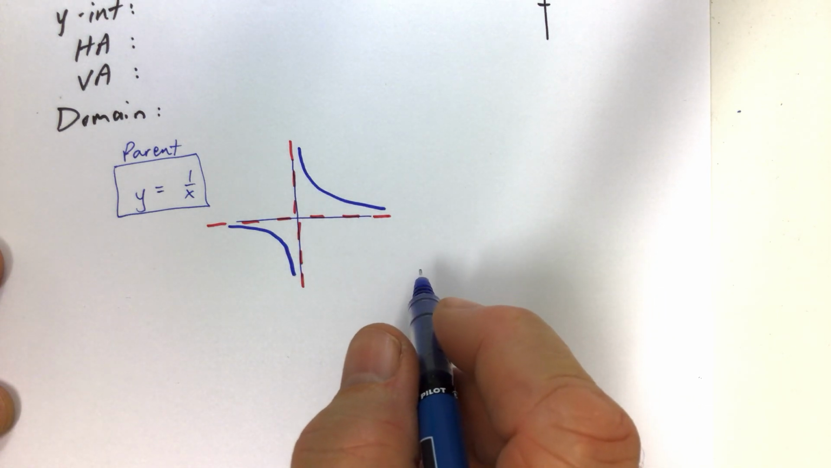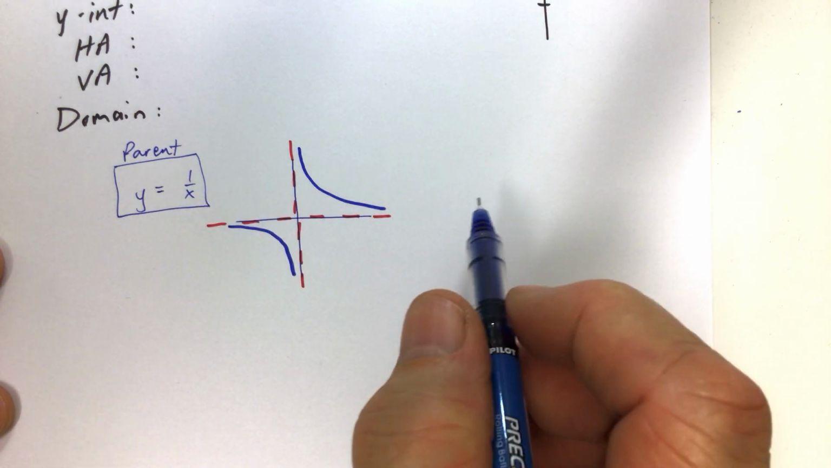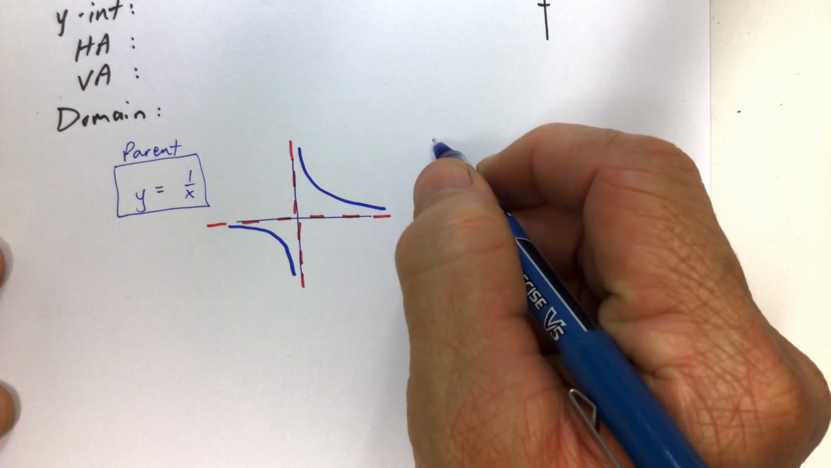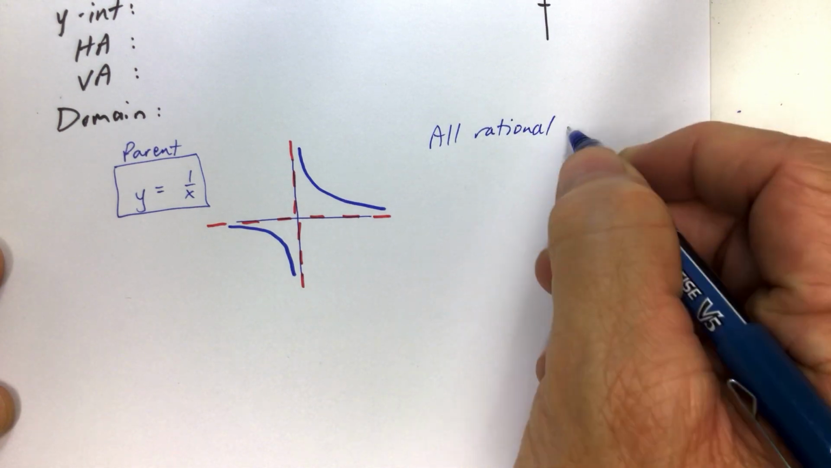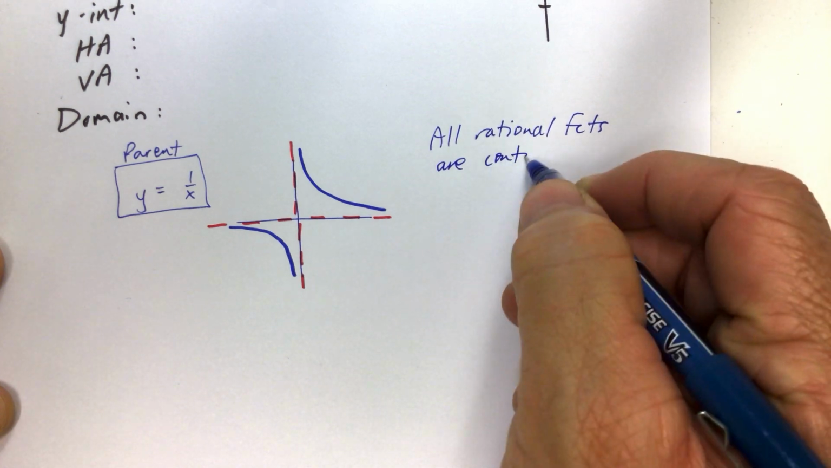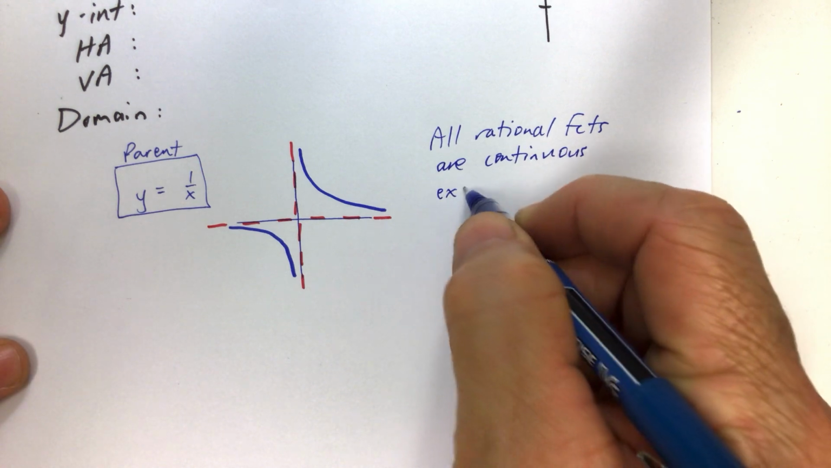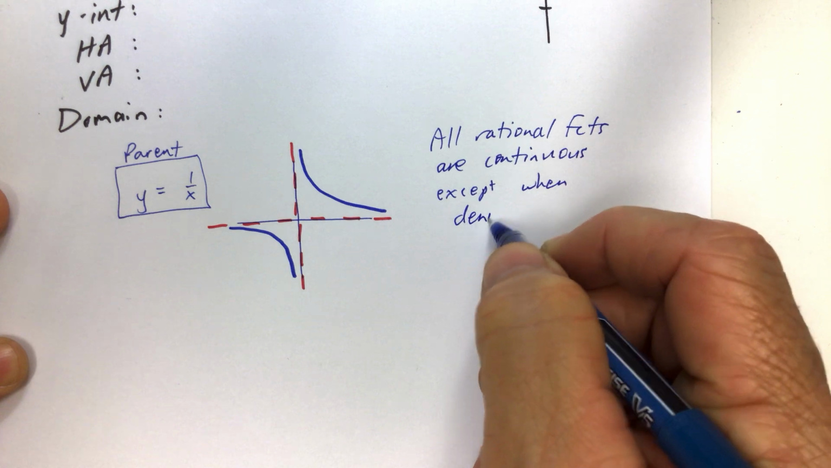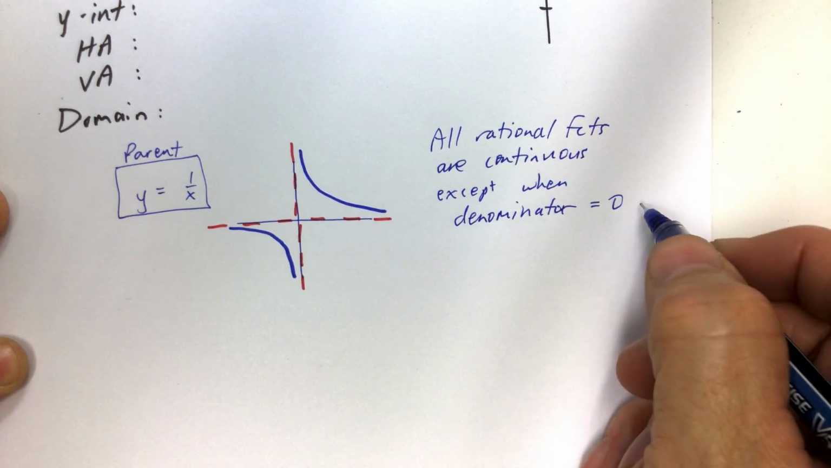So bottom line, a rational function is made up of a polynomial divided by a polynomial, and all rational functions will be continuous. So all rational functions are continuous, meaning that you can draw the graphs without lifting your pen or pencil, except when the denominator is equal to 0. Denominator is equal to 0. Okay, so let's take a look at that.